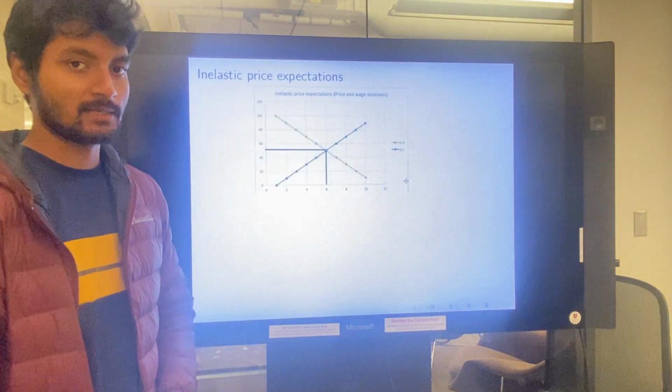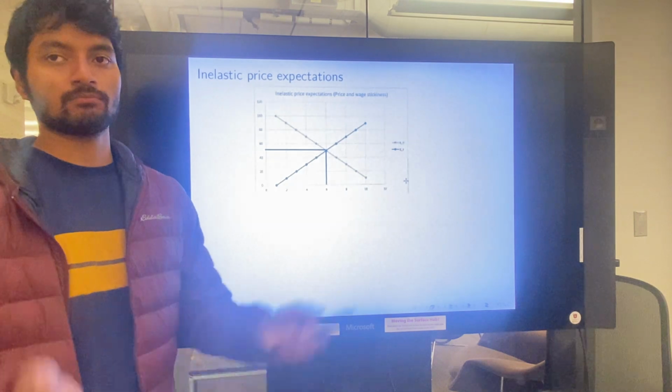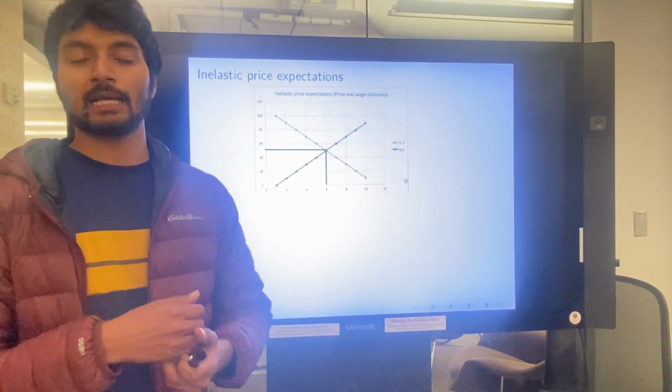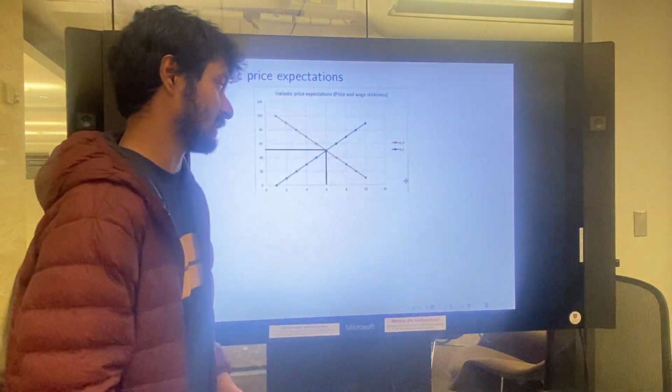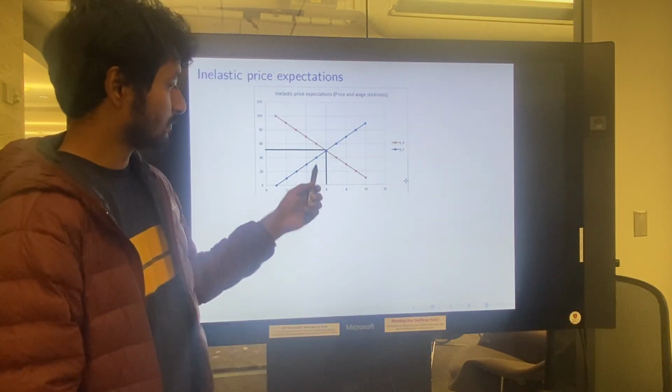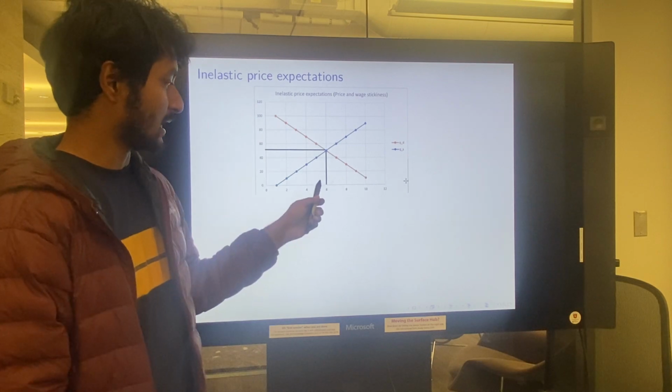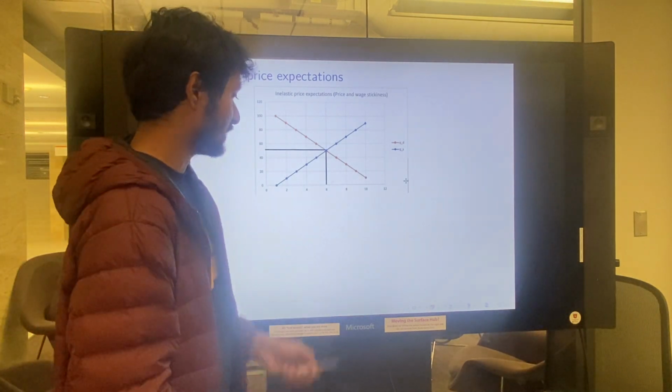Again, a classic supply-demand curve. If you pay attention, we will again assume that this is a labor market, not a commodity market necessarily. So the equilibrium wage rate is at 50 and the equilibrium level of employment is at 6.